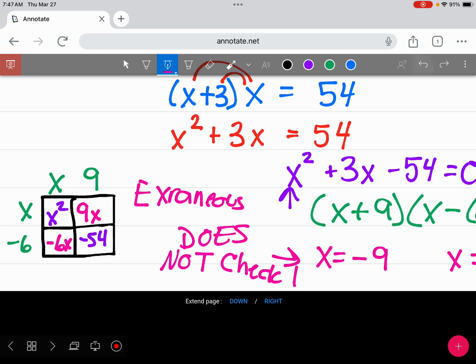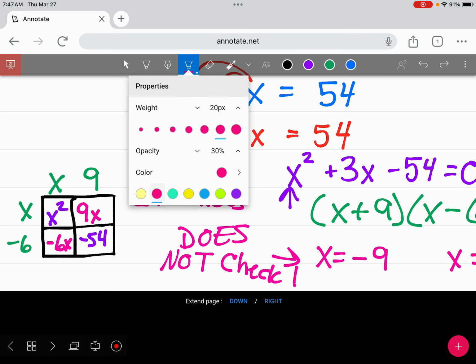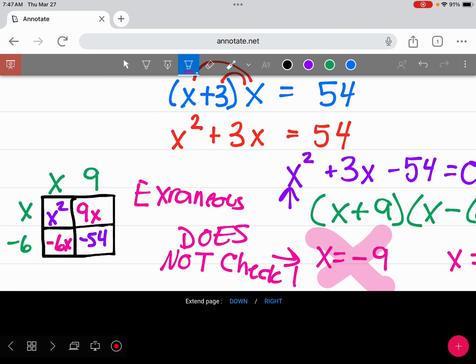Okay, so that one is extraneous. That means this is not actually a solution. We did all this work and this -9 doesn't count. But the 6 does. The 6 is our answer. So sometimes even when we get 2 answers, only one of them works. We can also have it happen where none of them work. Okay, so it's important that we check.